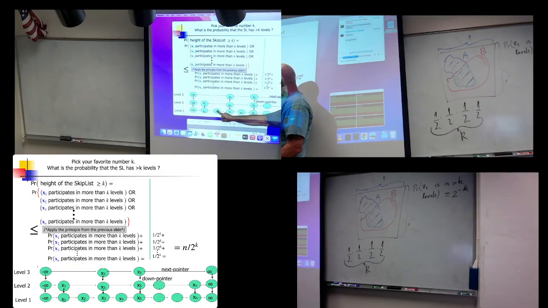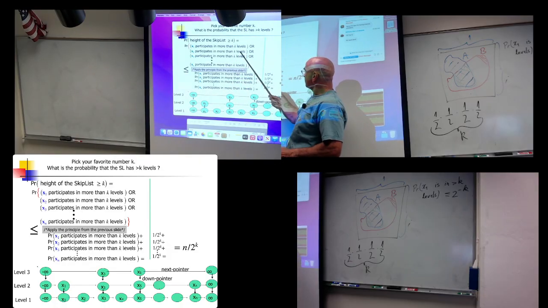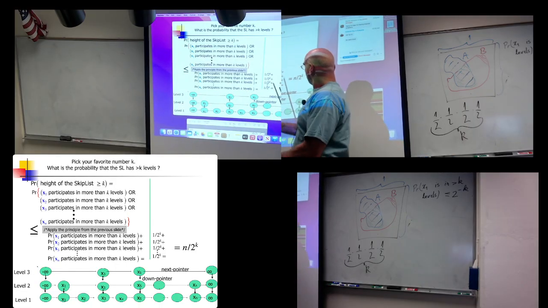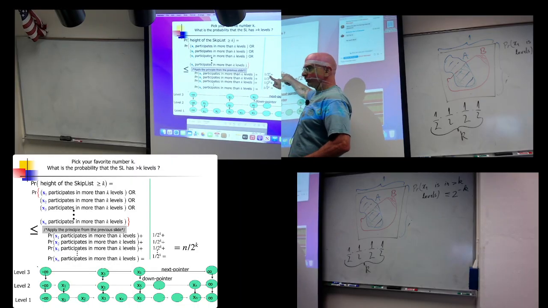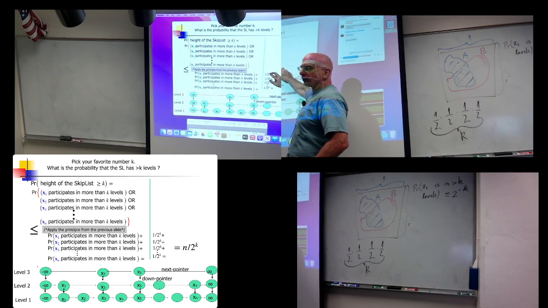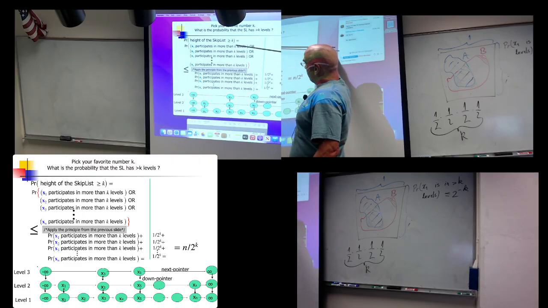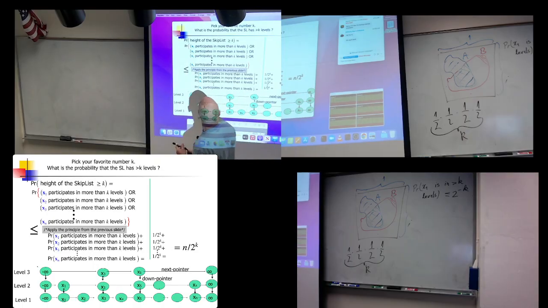But maybe X2 was the annoyance that participates in so many levels. What's the probability that X2 participates in more than k levels? It's exactly the same number, 1 over 2 to the k. It could be corrected to k minus 1, but I don't want to make these indices too complicated. And so on, all the way to Xn, the last key that you are inserting.